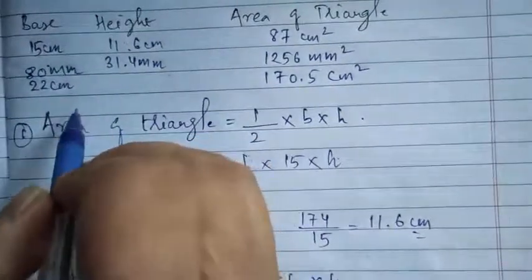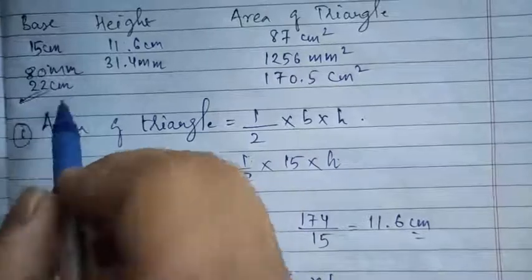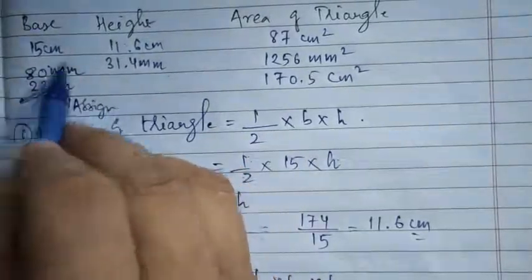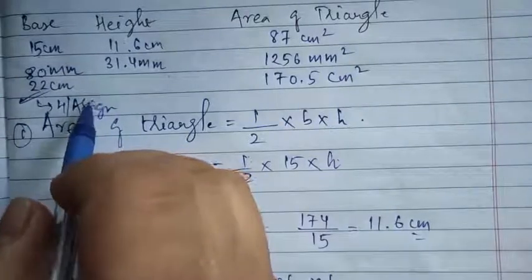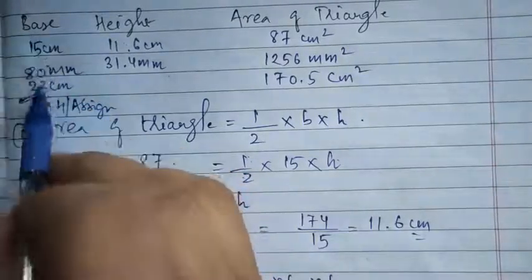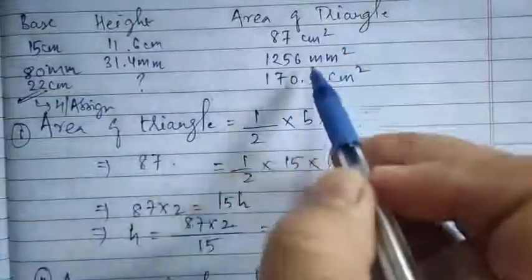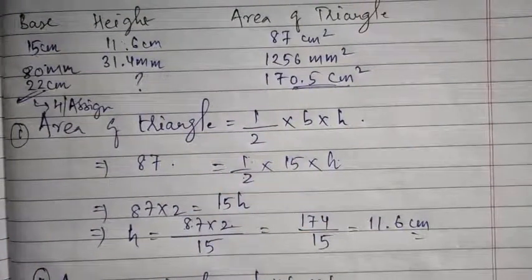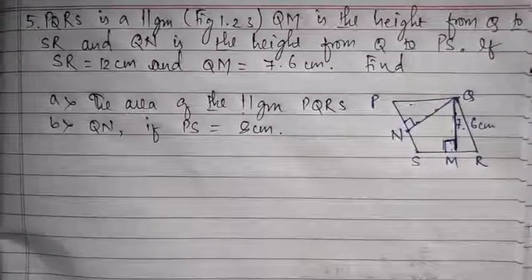Okay, children. So this part will be a home assignment. Question number 8, this part 3 or part C will be a home assignment in which base is given, height you have to find, and area is given. Okay, this is simple. So let us proceed now to the next question. So here we have the question number 5.